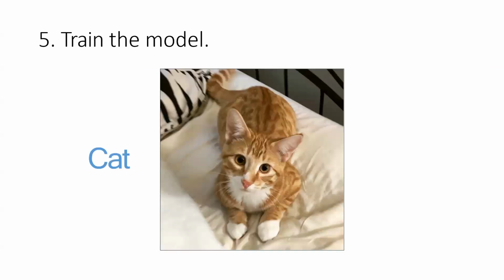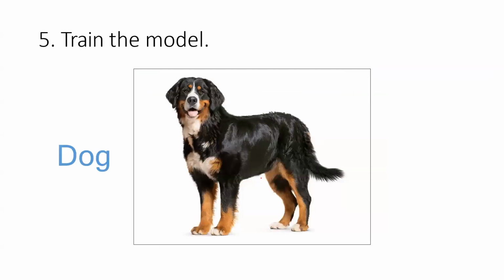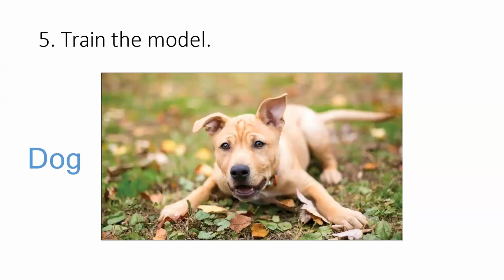How do you train the model? Train the model with the data that we have at hand. I give different images of cats. This is one cat, and I train the model to recognize it as a cat. Another cat picture is given, and the model is trained to recognize it as a cat. Like this, dog images are given, and the model is trained to recognize it as a dog, and so on.